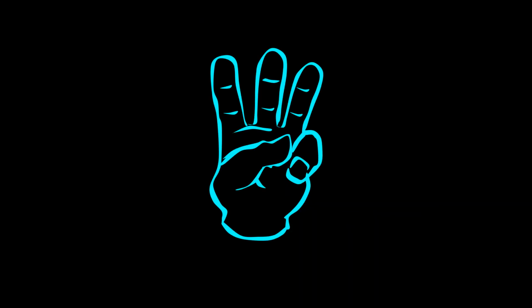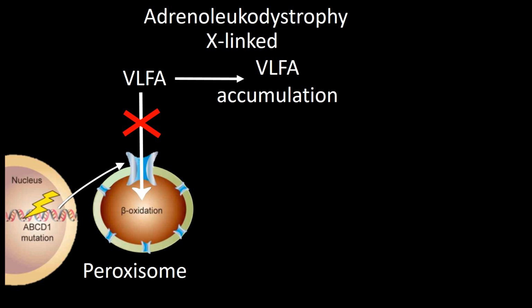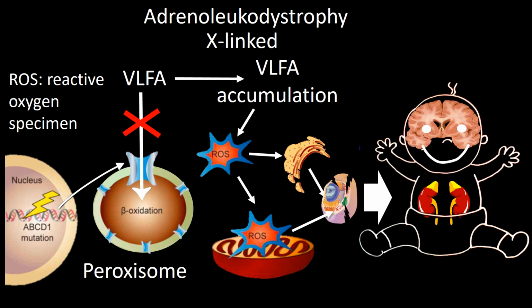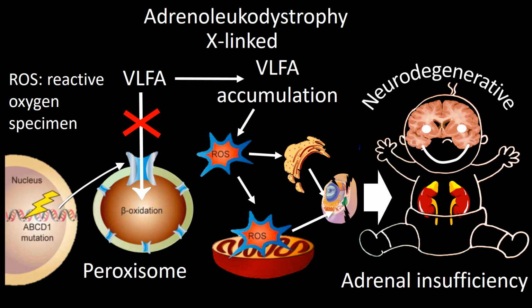The third condition is adrenoleukodystrophy. Adrenoleukodystrophy is an X-linked disorder which is secondary to a mutation in the ABCD1 gene and results in an apparent defect in peroxisomal beta oxidation and accumulation of saturated very long-chain fatty acids. This accumulation occurs in all tissues of the body. This leads to production of reactive oxygen species that harm mitochondria and endoplasmic reticulum, leading to cellular death in multiple organs. This translates into very early symptoms of white matter neurological disease and adrenal insufficiency.